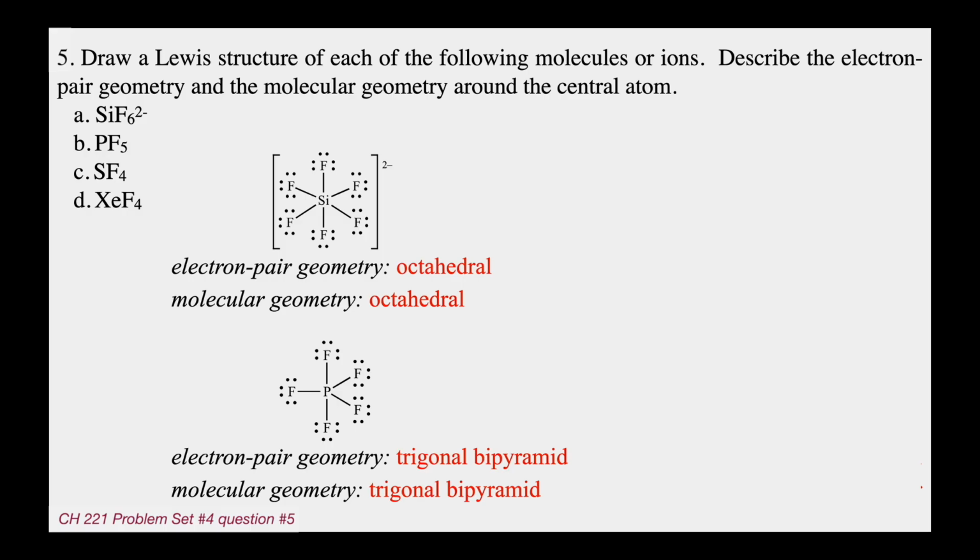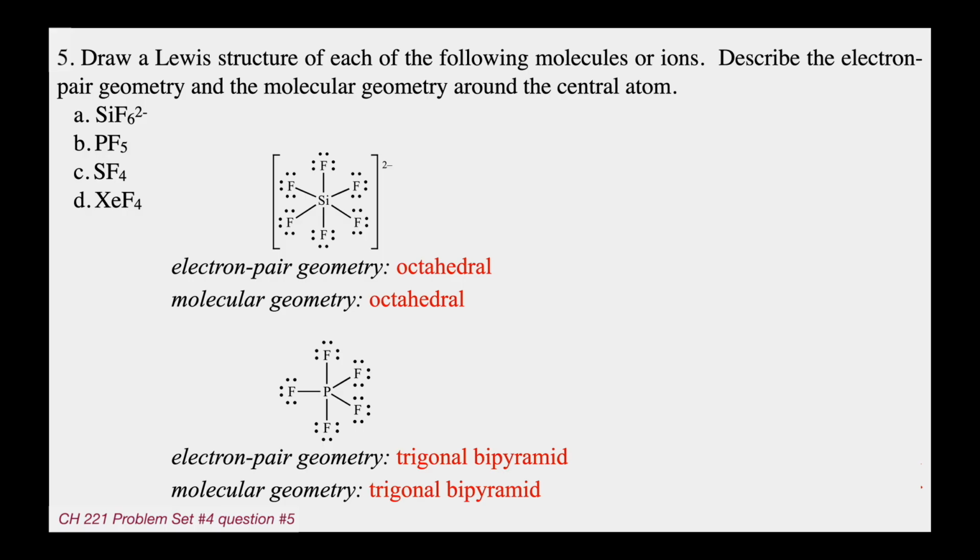Sulfur actually has 2 more electrons than carbon, so it does not work to put SF4 in a tetrahedral environment. To figure out what's going on here, I would add up the number of electrons in SF4. Sulfur is 6, fluorine is 7, and there's 4 of them. That's 34 valence electrons, or 17 pairs.